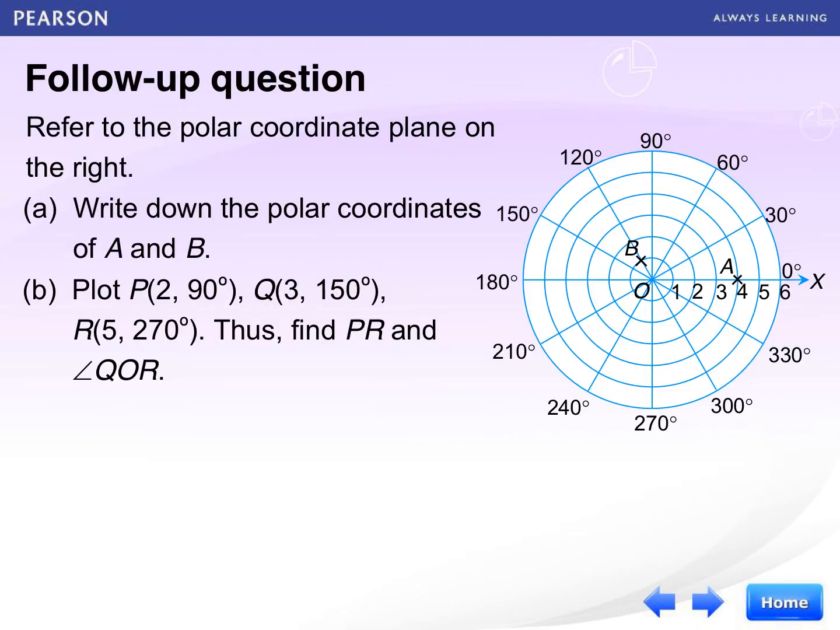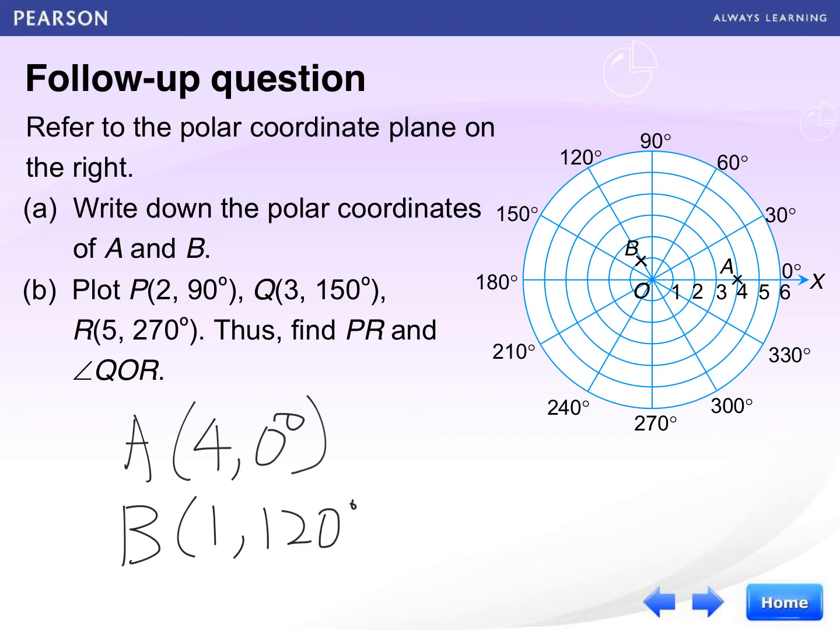Look at one more question on this topic. First, write down the polar coordinates of A and B. For A, it is 4 units away from the pole and lies on the polar axis. Thus, the polar coordinates of A are (4, 0°). For B, it is 1 unit and 120 degrees. So for B, it is (1, 120°).